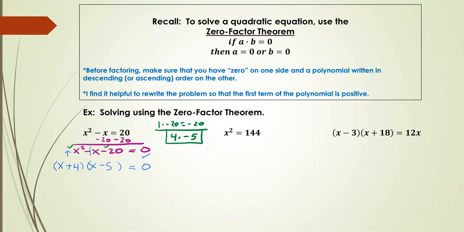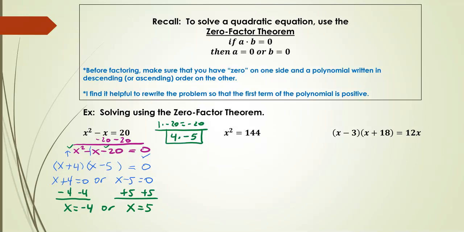Once I have 0 on one side and factors on the other, I can make smaller equations by setting each factor equal to 0. So x plus 4 equals 0 or x minus 5 equals 0. And then I'm going to finish solving by isolating x. So I'll subtract 4 to get x by itself. And in the other case, I will add 5 to get x by itself. And this gives me two solutions for my quadratic equation.